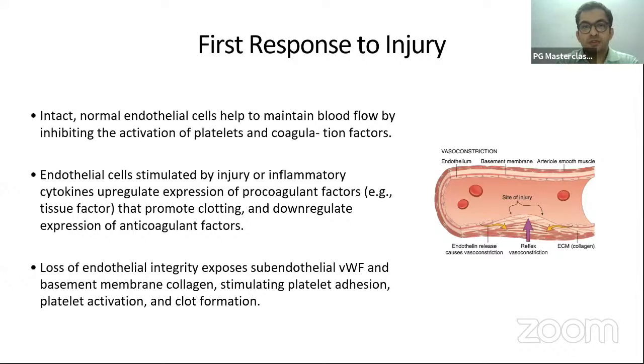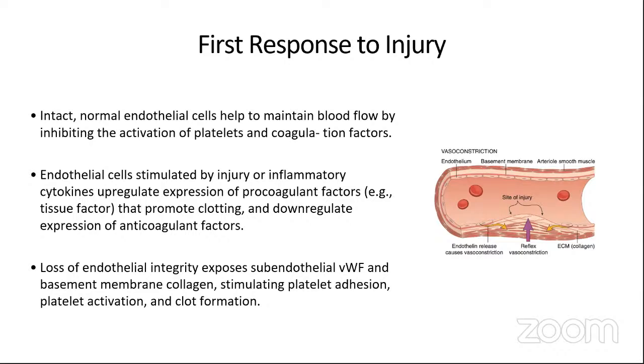Now, the first response to injury is basically due to the injury to the endothelial cells, which causes activation of platelets and coagulation factors. See, before that, I will ask you: if a patient is having an arterial injury and a venous injury, what is the difference in both?